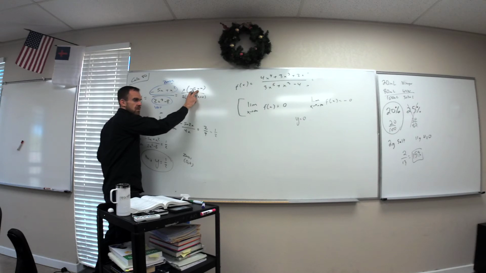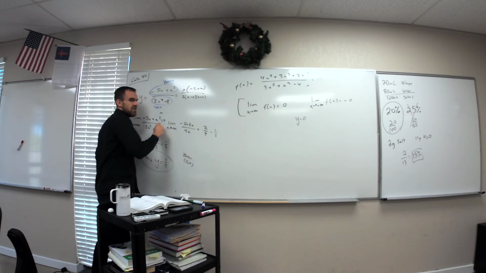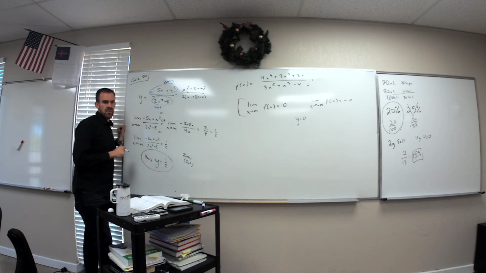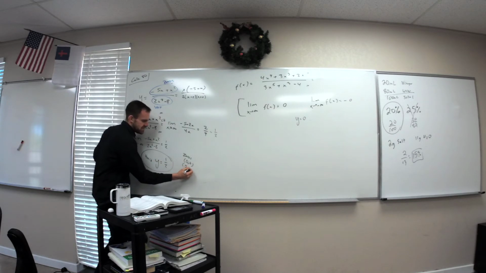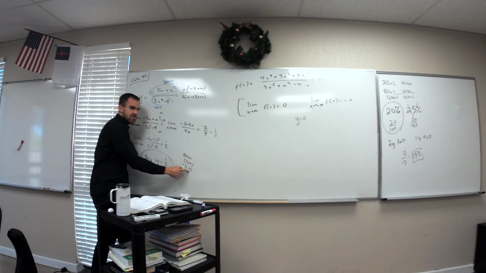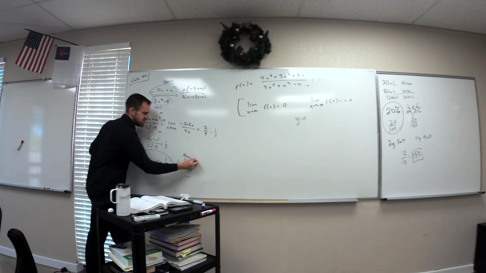Oh, yeah. I forgot something. I forgot 0 and the 5. Because x is 5, y is 0. Okay? I forgot. So those are our zeros.